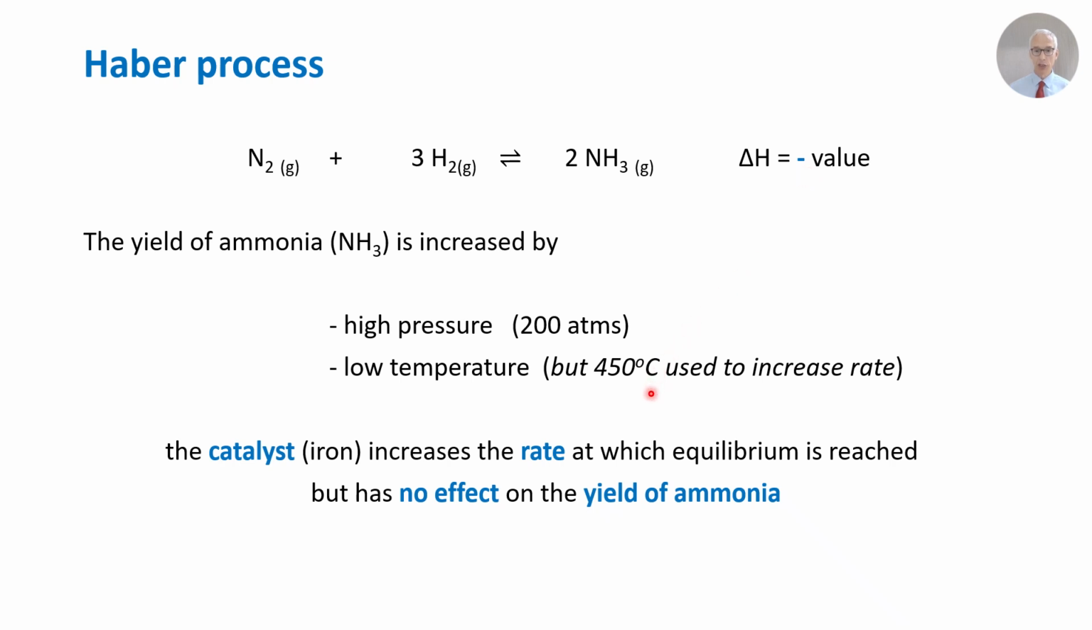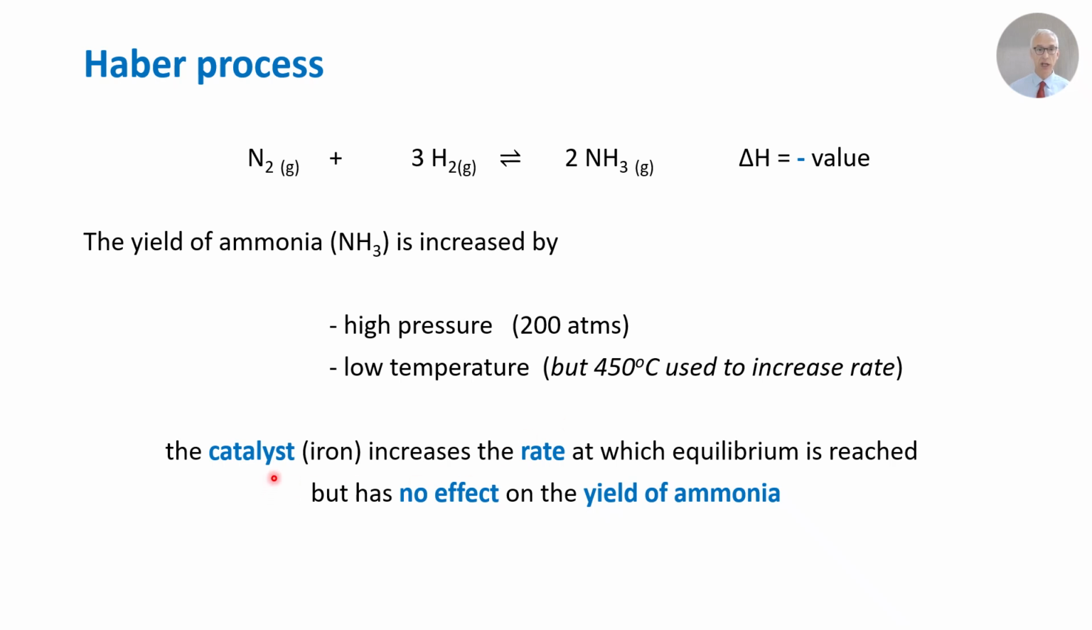But please note, the industrial temperature used is a compromise at around 450 degrees Celsius, because if we did use a low temperature, then the rate of reaction would be very slow. So to have a decent rate of reaction and yet a decent yield of ammonia, 450 is employed. You are expected to recall those two conditions, often just factually.